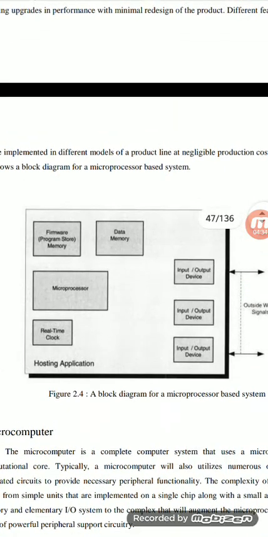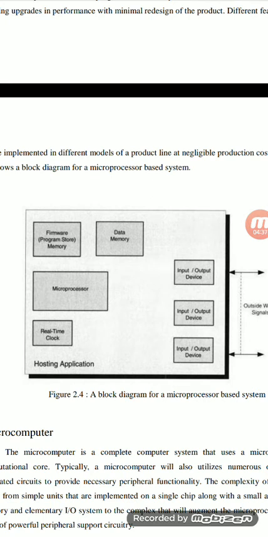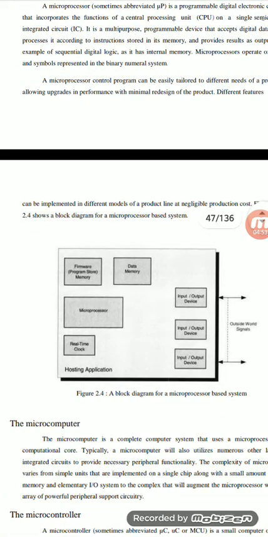This microprocessor block diagram has the microprocessor, real-time clock, hosting applications and firmware. That means program memory, data memory, and input output devices. Microprocessors and microcontrollers come in different types. For every microprocessor or controller, we enter the input, after that we can store the data, after that we transmit some signals, either input or output conditions.